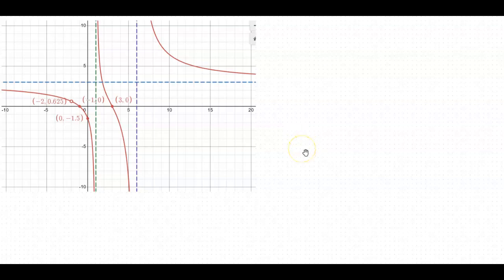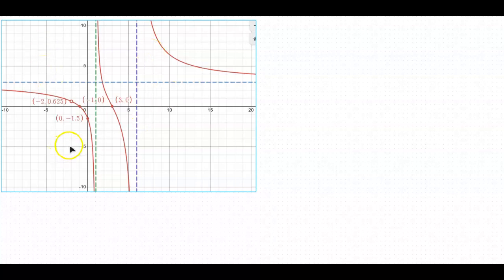Hey everybody, this is Mr. Beckstrom, and today we're going to take a look at the graph of a rational function, and then we're going to go ahead and build that function based off of its characteristics, such as x and y intercepts, vertical and horizontal asymptotes, holes, and other parts of this. So let's go ahead and get started.